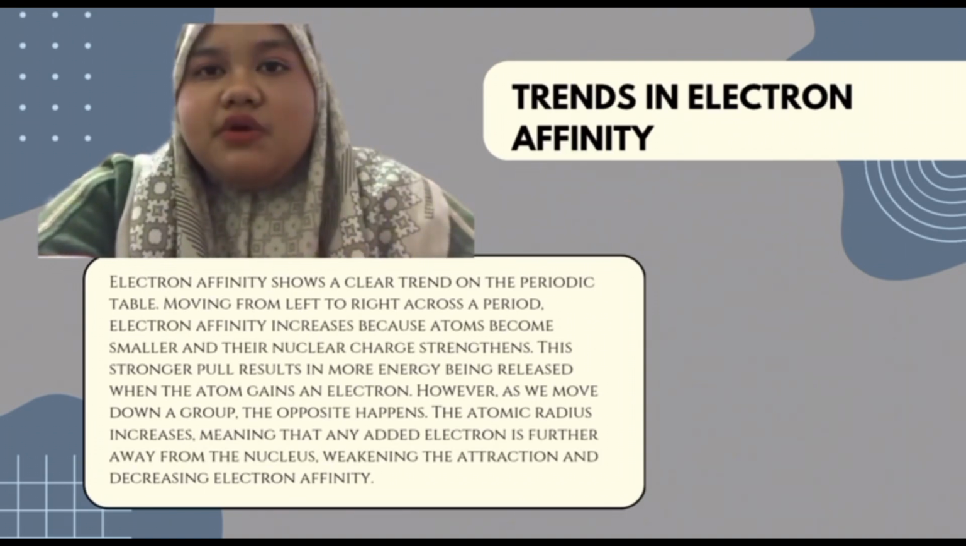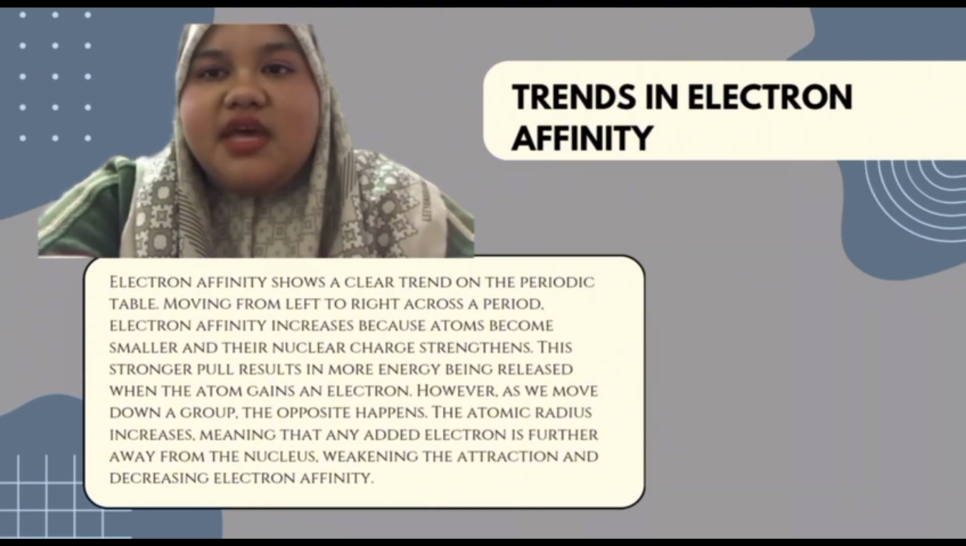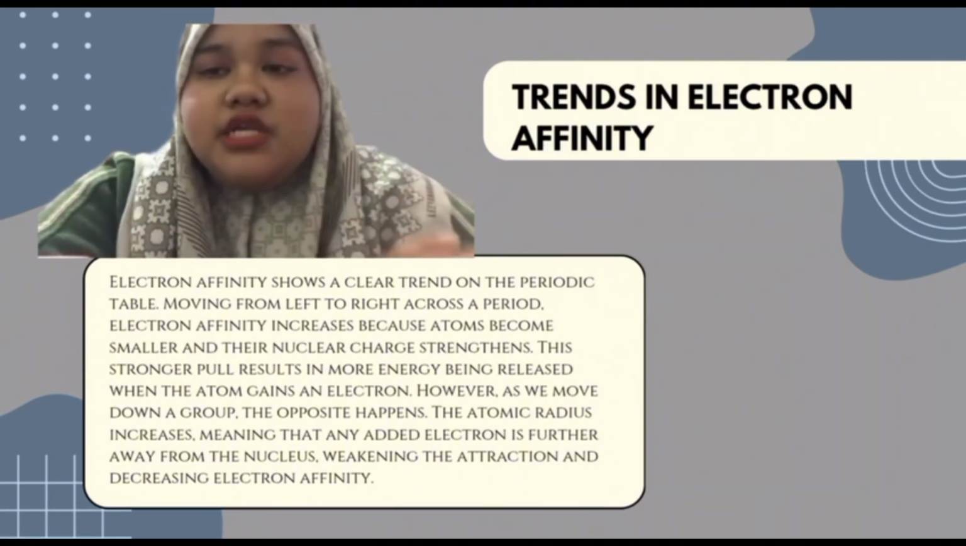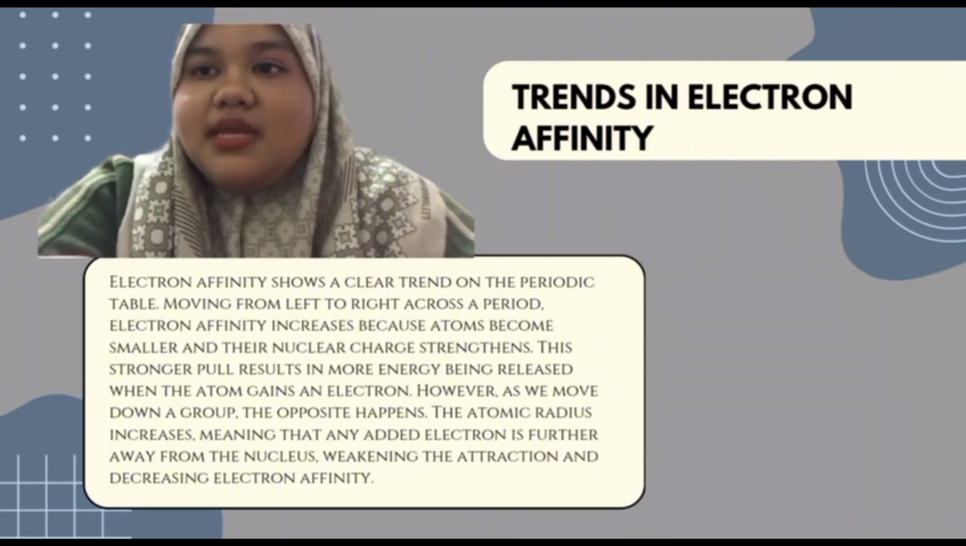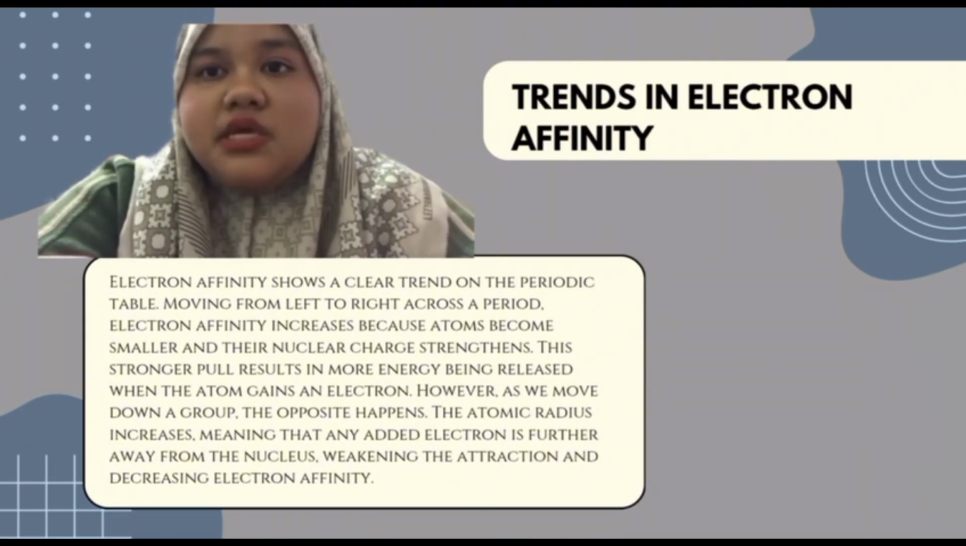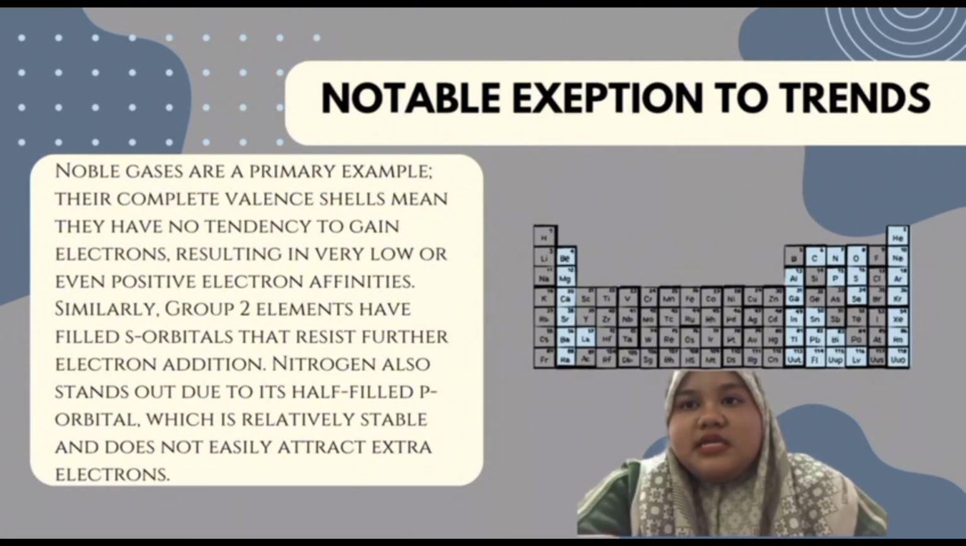Moving from left to right across a period, electron affinity increases because atoms become smaller and their nuclear charge strengthens. This stronger pull results in more energy being released when the atom gains an electron. However, as we move down a group, the opposite happens. The atomic radius increases, meaning that any added electron is further away from the nucleus, weakening the attraction and decreasing electron affinity. While trends are useful, there are notable exceptions.